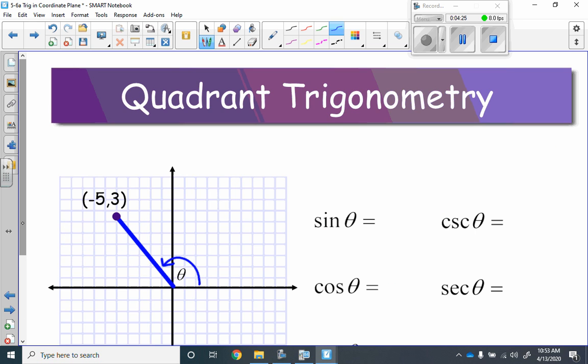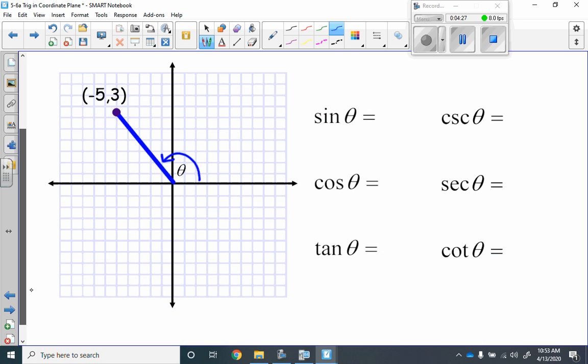Now what happens if I took that point and moved it over into the second quadrant? Well, what's going to happen to our trig ratios at this point? Well, you can still set up a right triangle. And we can use the coordinates of -5 and 3 because my base would be -5, my height would be +3. And here's where it just gets to be a little tricky because your angle of theta is right here.